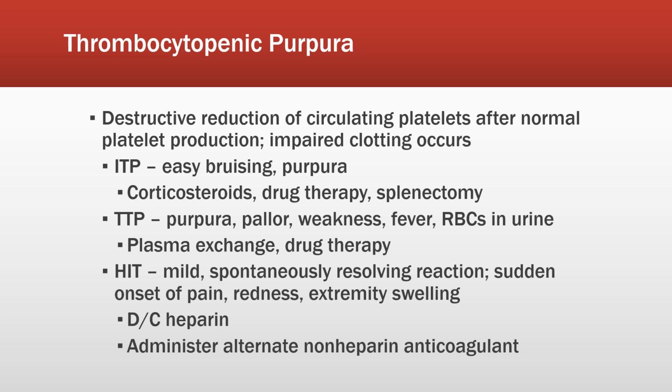CBC, type and cross. What are some of the cues or signs and symptoms? We're going to see that purpura. We're going to see pallor. The patient's going to complain of weakness. They may have fever. They may have some blood in their urine or red blood cells in their urine. And the treatment for this is what we call a plasma exchange, where they will give you some fresh frozen plasma. They can also give some antiplatelets and some medications as well.